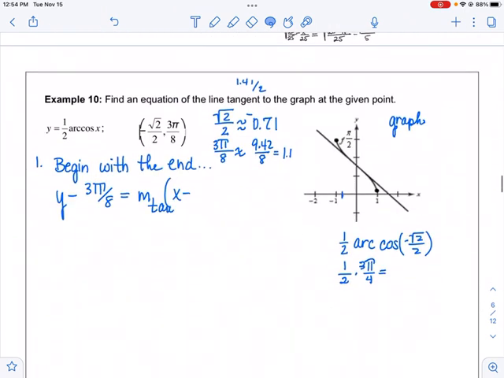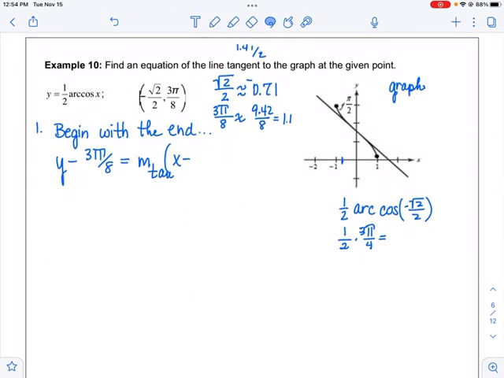All right, so moving on to number 10. Number 10, find an equation of the line tangent to the graph at the given point. So we have the point negative square root of 2 over 2, and square root of 2 over 2 is 1.41 something divided by 2, so you know it's about negative 0.71. And then 3 pi over 8 is approximately 9.42 over 8, so it's about 1.1 something. In this case, it's positive, about positive 1.1.